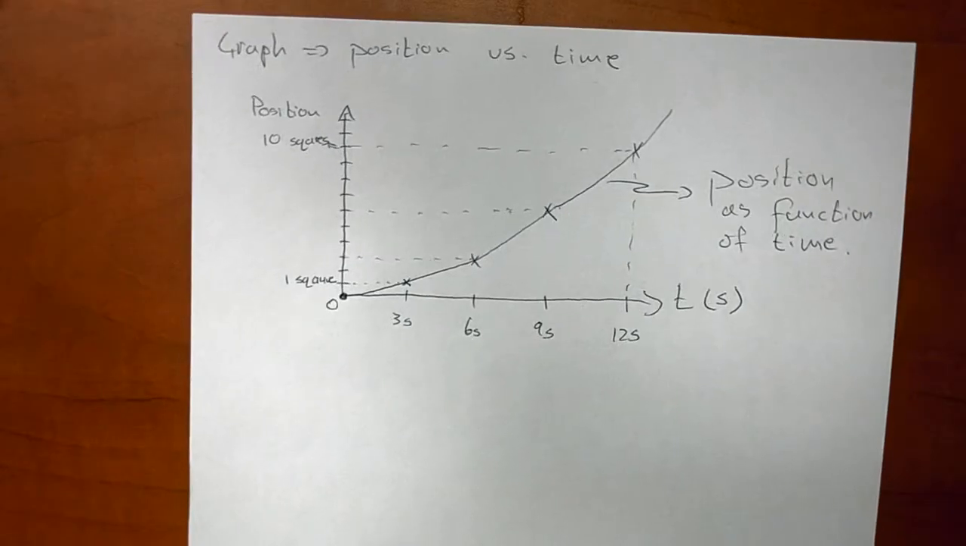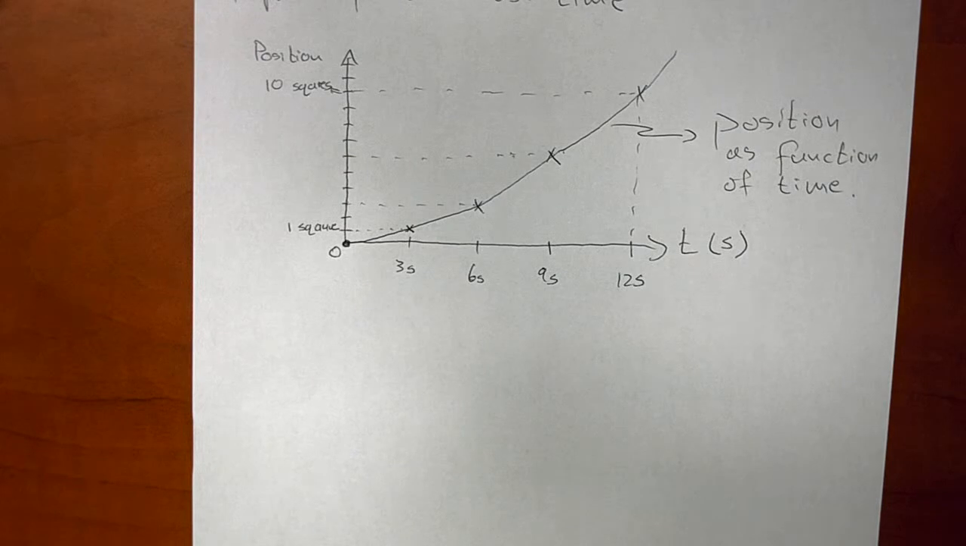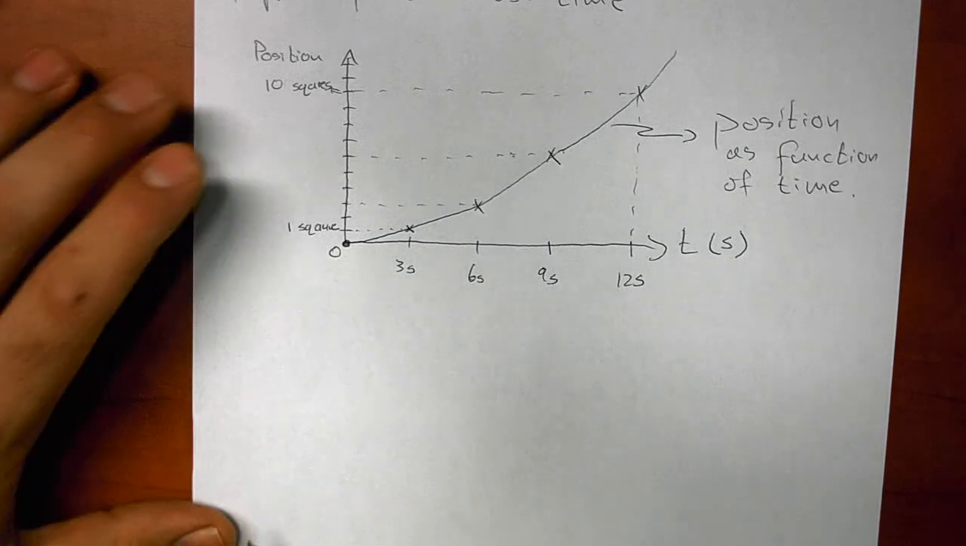And we can now use this to get some information. The first bit of information that we can ask ourselves is, what was Sheehan's change in position for the whole interval?